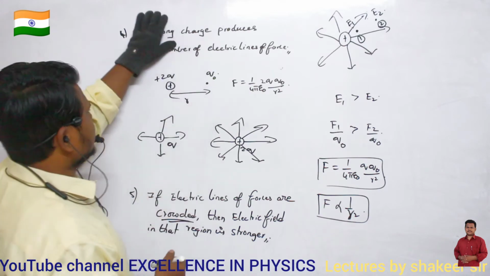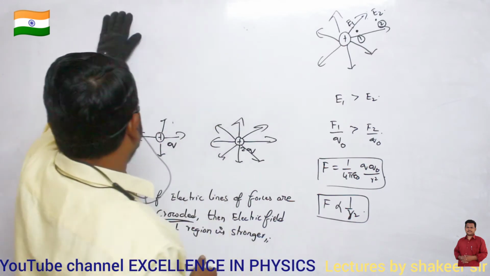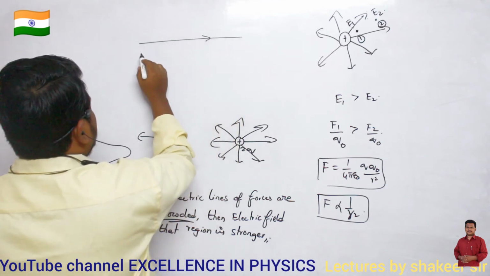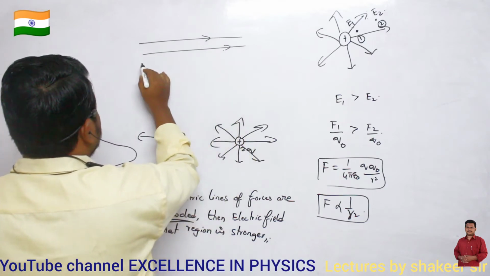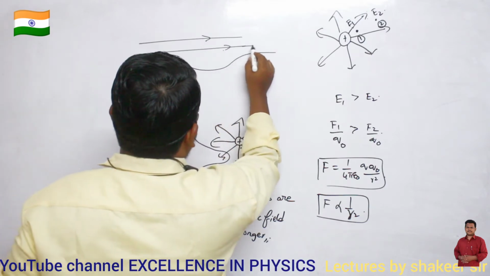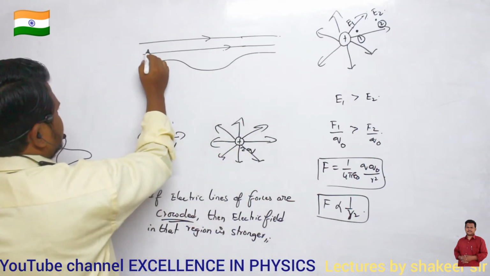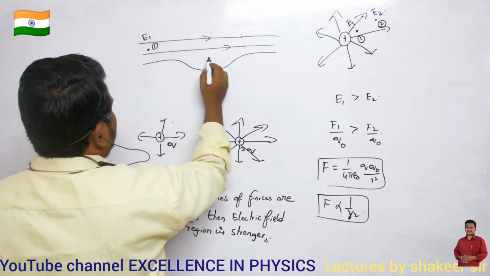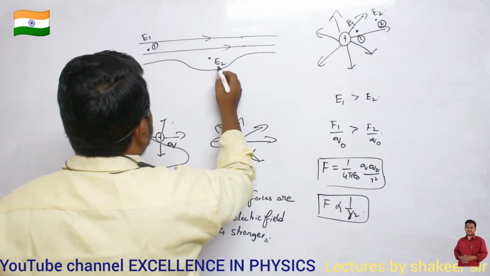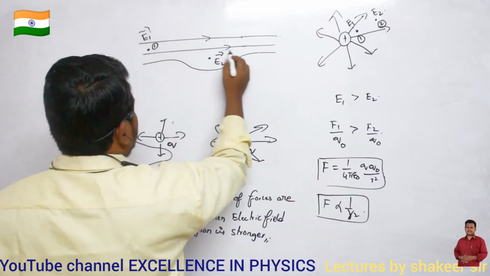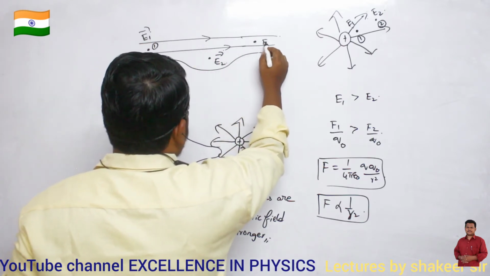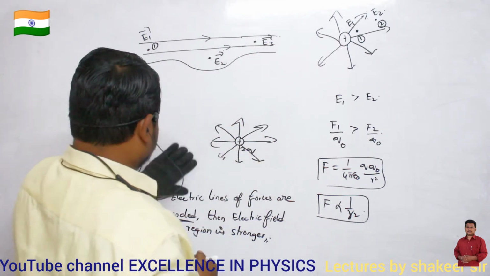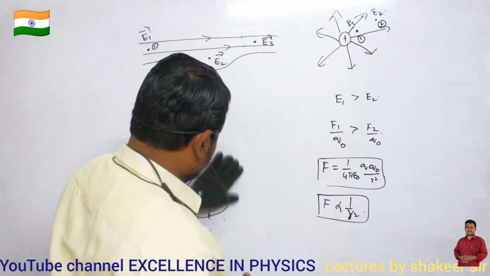For example, if I draw a diagram like this, a question can be asked like this. See, this is one electric line of force, this is another electric line of force, and this is another. This is point 1, where the electric field is E1. Here at point 2, the electric field is E2 dash. And here there is a third point where again the electric field is E3 dash. Now can you say what is the relation between E1, E2 and E3?